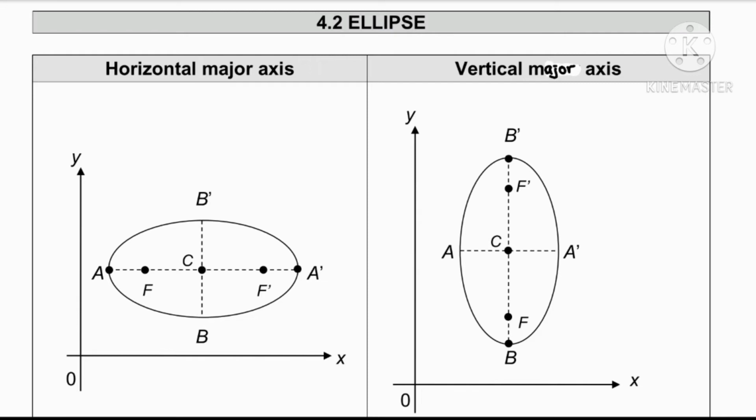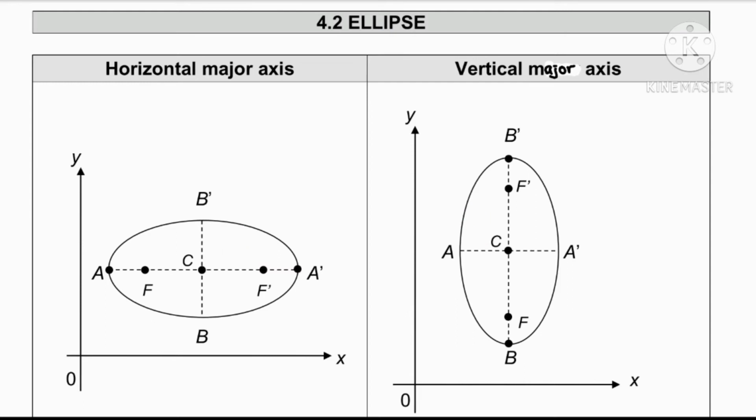Next, let us look at the variable that we are going to use to represent the distance of these points from the center. So a is the distance from center to vertex. b is the distance from center to co-vertex. And c is the distance from center to focus.